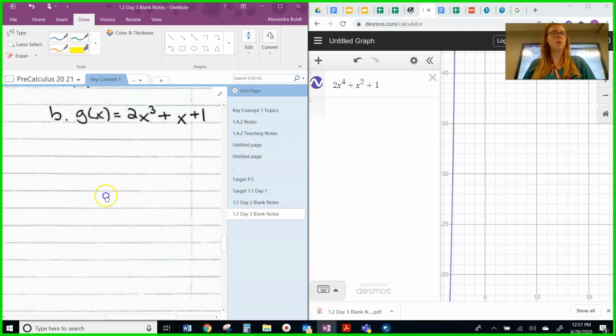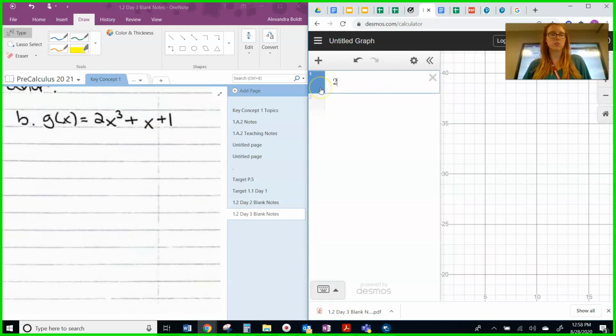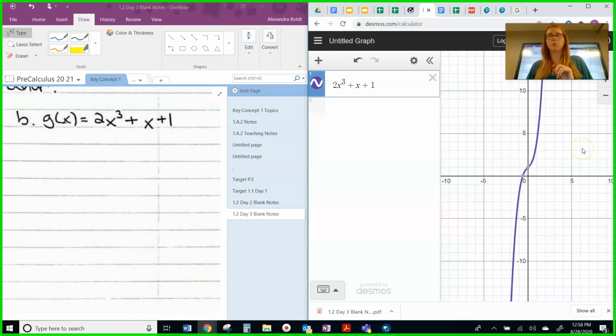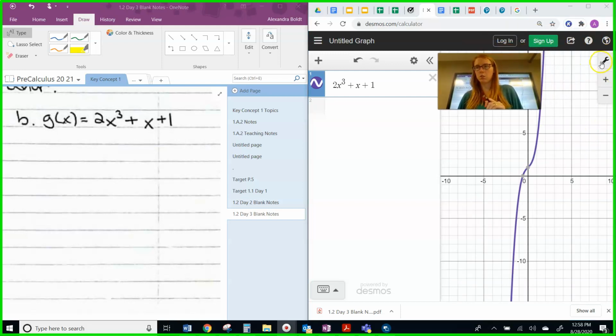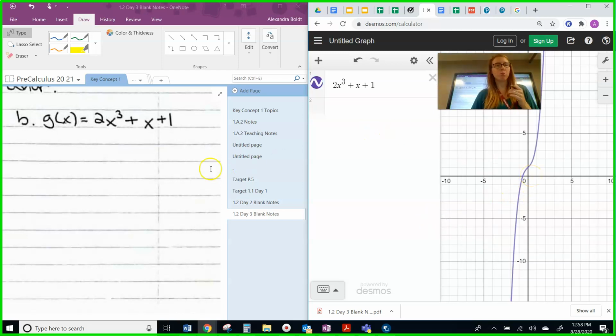Okay, B. We have 2x cubed plus x plus 1. An easy thing with Desmos is if you're in a weird spot, just hit home. Those boxes are pretty even. Okay. So let's make a quick sketch of this.